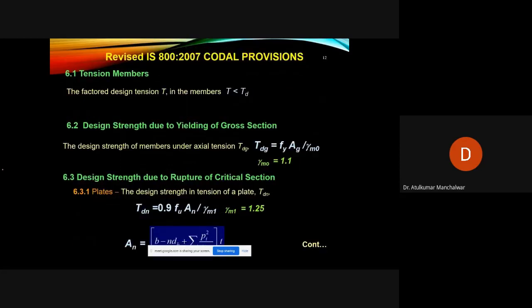So we will see the tension member. The tension T in the member should be less than the design strength. What does this mean? T is the external force coming on the member. For example, this is the member, and the strength of this member is TD, and T is the force which I am going to apply to the member. The principle is that your TD should be more than T. Then only this member will survive. Otherwise, this member will fail.